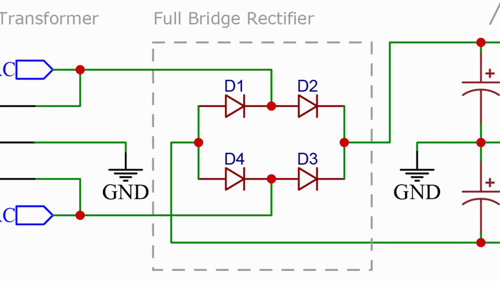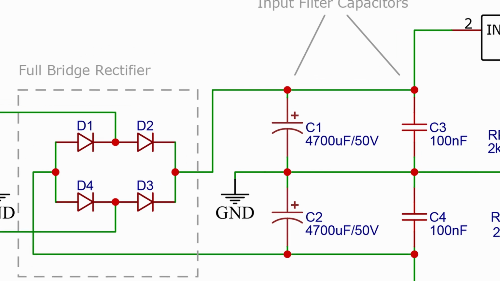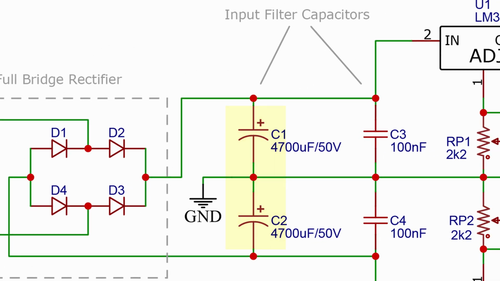These diodes will rectify the AC voltage into a bumpy DC voltage. We then stabilize this bumpy DC voltage with two 4,700 microfarad electrolytic capacitors in parallel with two 100 nanofarad ceramic capacitors. These ceramic capacitors do not add much in terms of capacitance, but they do offer lower equivalent series resistance and inductance. This will improve the transient response of the system.